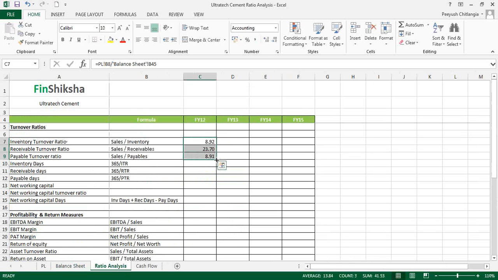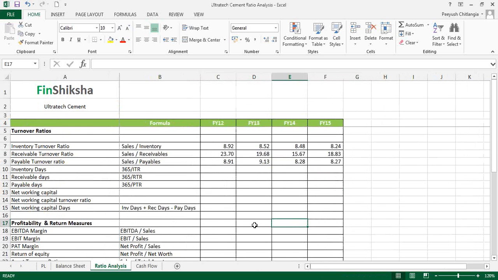Let's try and drag it ahead, and we get the turnover ratios for inventory, receivables, and payables, right? What do we do next? Now, the next part that we do is we calculate and convert this in terms of days sales outstanding. For that, we need to just take 365 and divide by the respective turnover ratio that we see here. So we use 365 divided by the numbers here, and practically I can drag it on this side and I can drag it down, right?